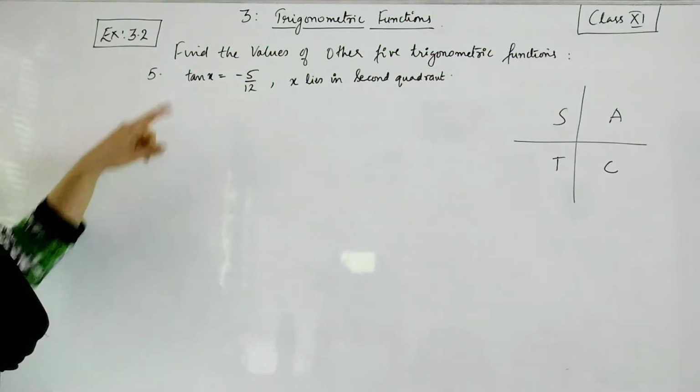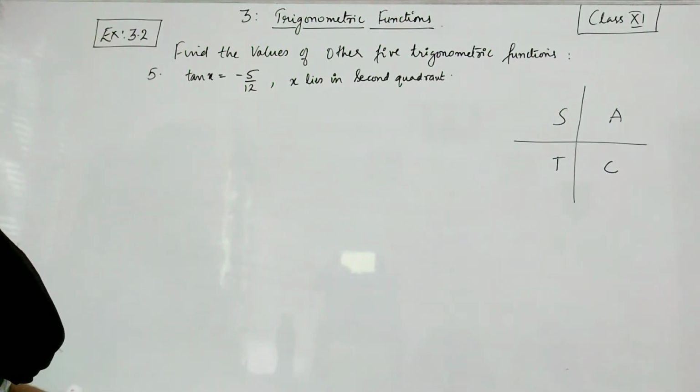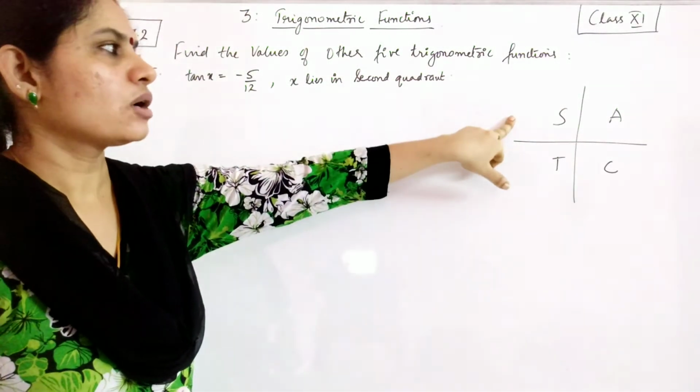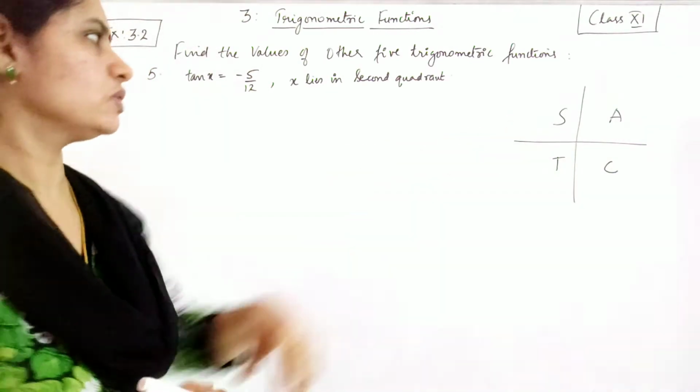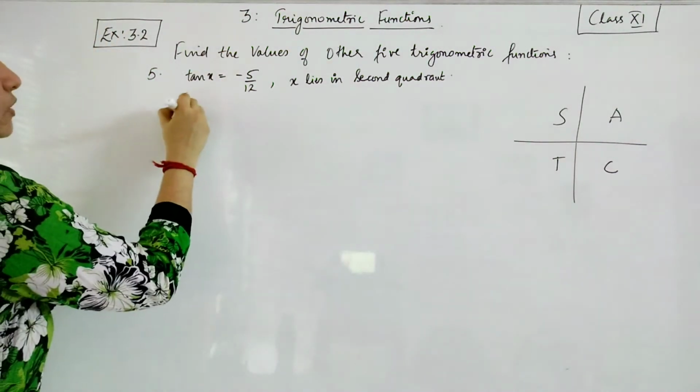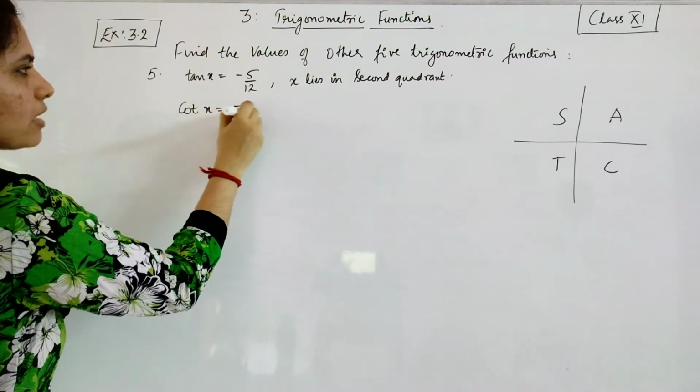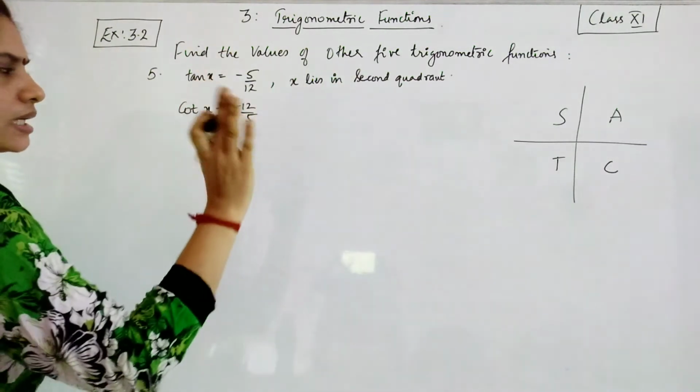Next, the fifth one is tan x equal to minus 5 by 12 and x is lying in the second quadrant. Second quadrant means you have sine and cosec to be positive. So from tan you can find out cot x, and cot x is the reciprocal of tan. You will get minus 12 by 5, again negative in the second quadrant.